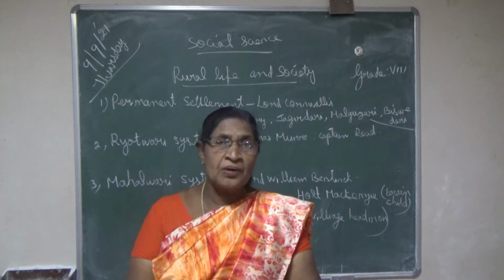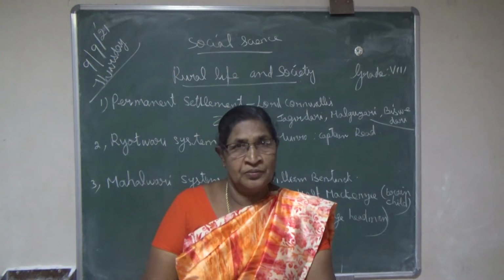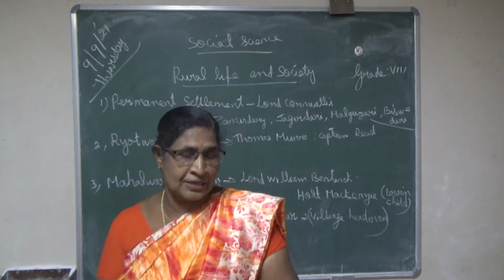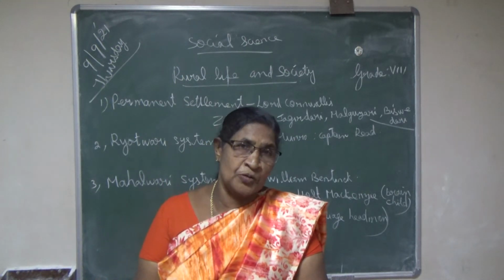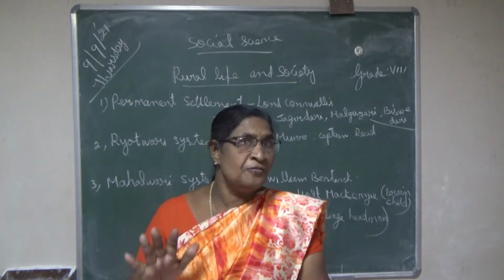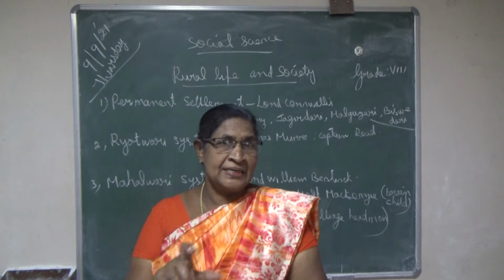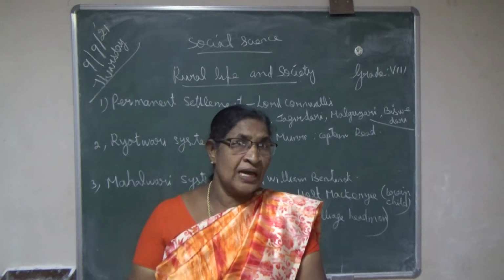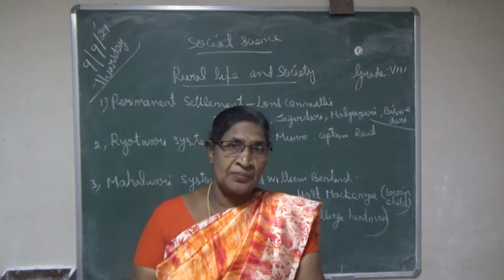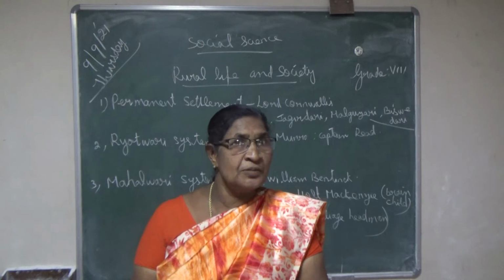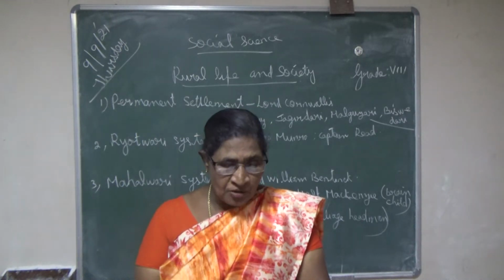The amount of land revenue that the Zamindars had to pay to the British government was permanently fixed under the permanent settlement. How much land revenue, how much tax the Zamindars had to pay to the British government was fixed. Permanently it was fixed. Okay.